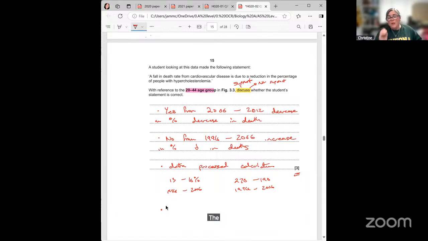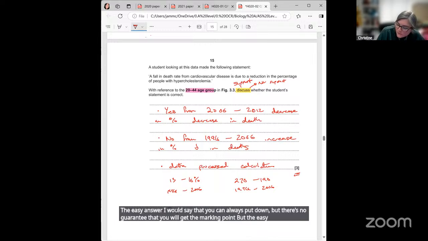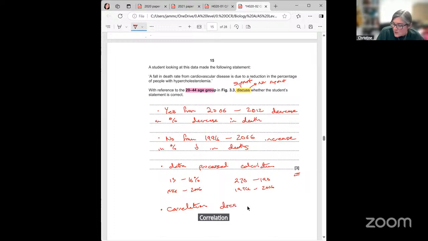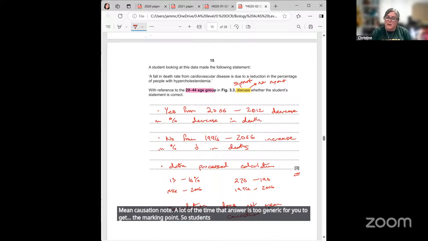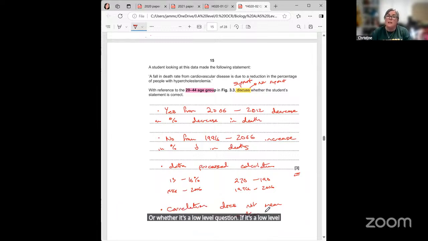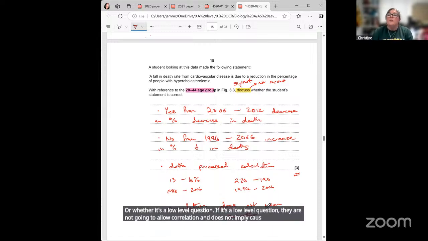The easy answer, I would say, that you can always put down, but there's no guarantee that you will get the marking point, is correlation does not mean causation. Now, a lot of the time, that answer is too generic for you to get the marking point. So students think that they should just throw it down and they'll definitely get the marking point. But it depends on whether this question is a high level question or a low level question. If it's a low level question, they are not going to allow correlation does not imply causation. So think about what other things could have actually, yeah, exactly. Iris, you're absolutely right. It's always the backup answer, but don't rely on that to get you the marks because it's never going to guarantee you those marks.